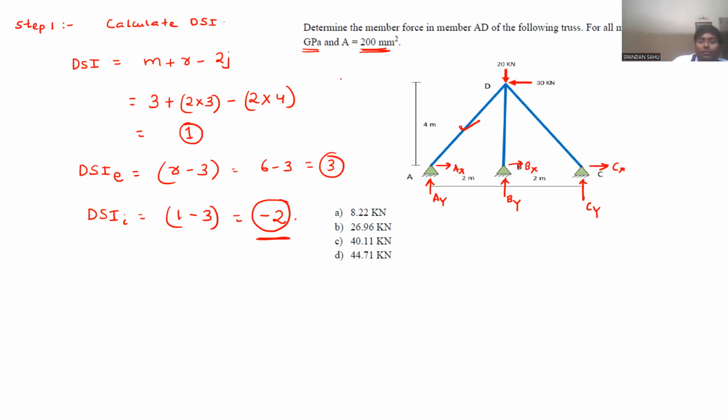Now tell me, which force should be considered as redundant? BX. BX. Sorry, which one? BX. This one, right? Yes, sir. BX. So you draw. If you are telling BX, and at the same time BY is enough such that you can calculate all those reaction forces easily.